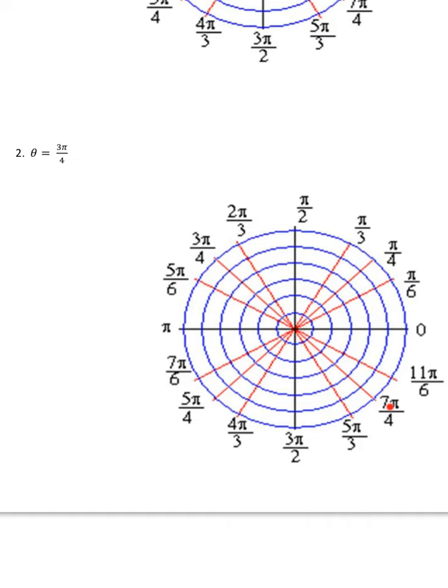So let me highlight this. Again, I'll use green. So this is all we're getting. This is the line that we get for this, and that's it right there. So just think, if you have r equals a number, it's just a circle. If you have theta equals an angle, then it's just going to be a line that goes right through the origin.